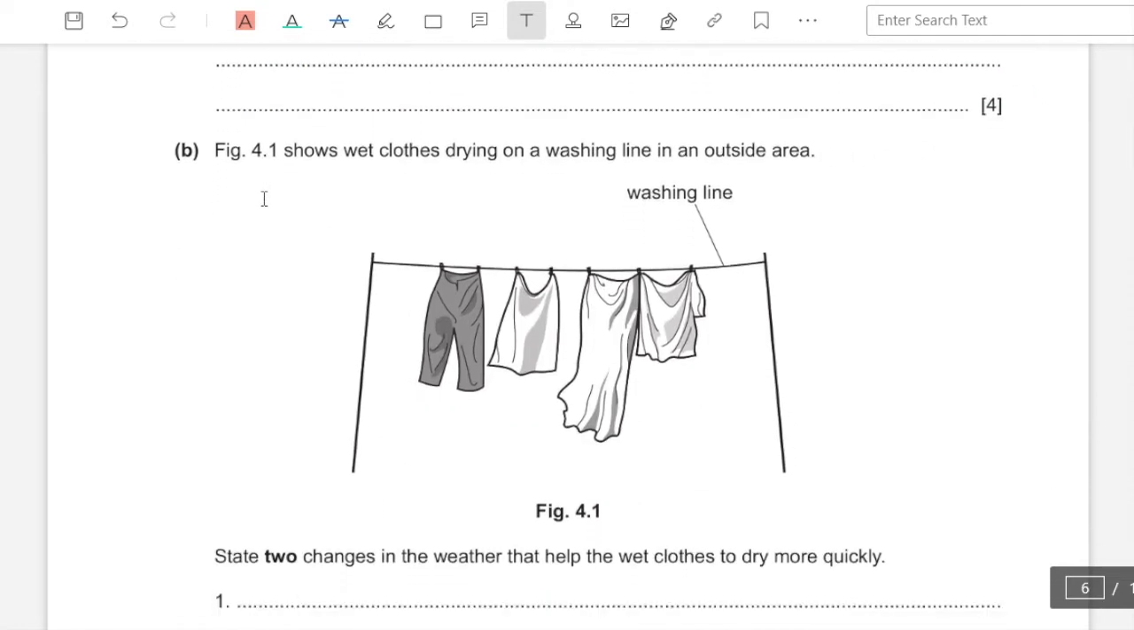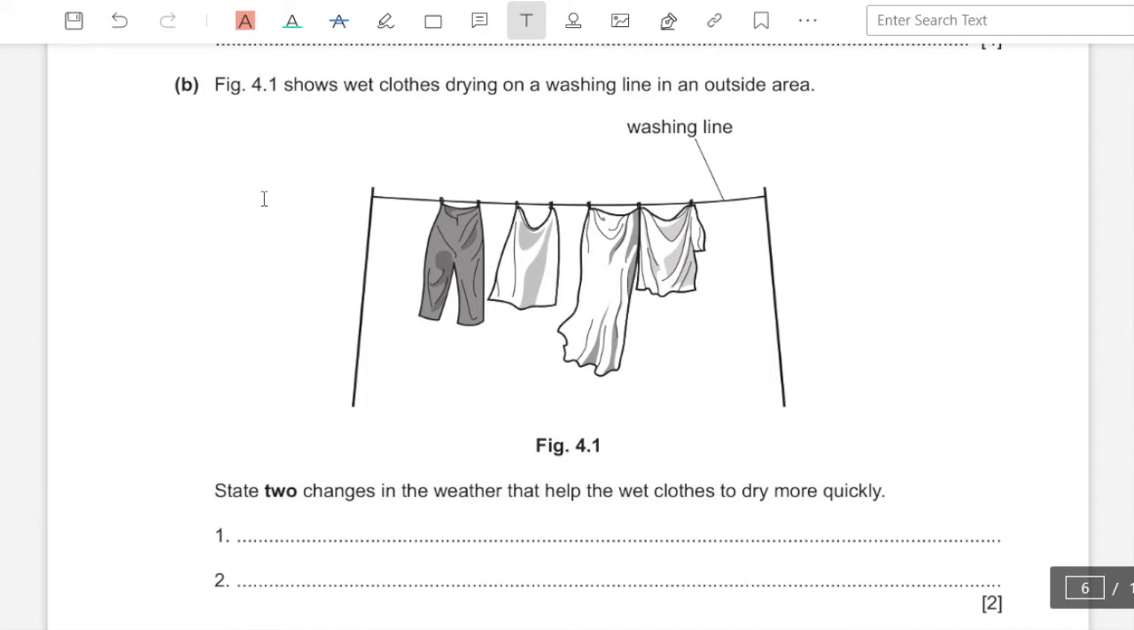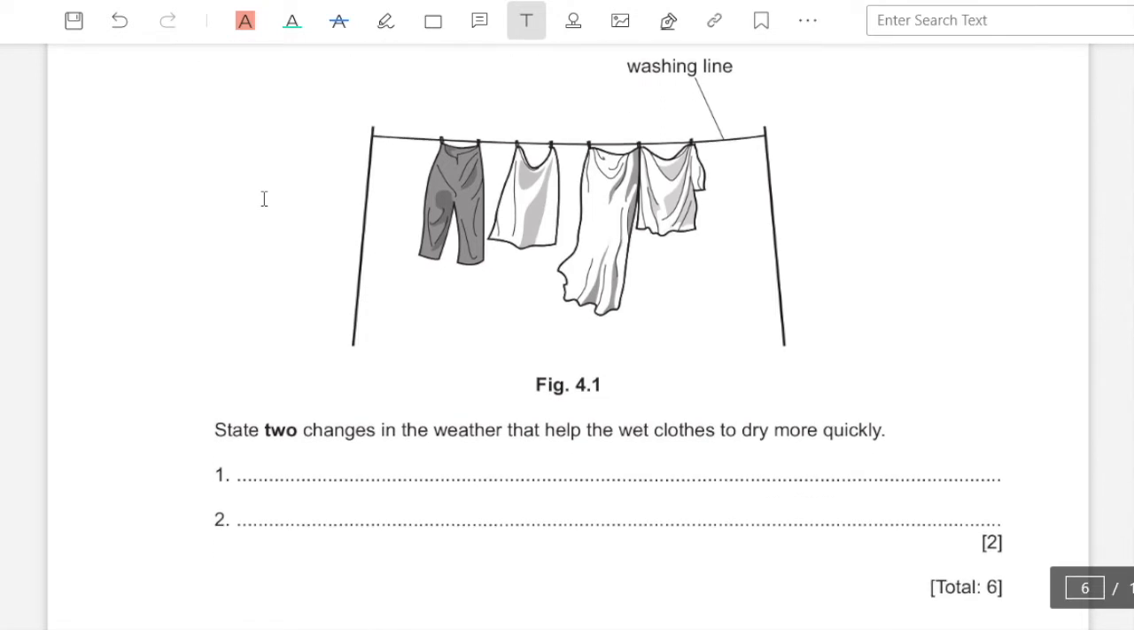B. Figure 4.1 shows wet clothes drying on a washing line in an outside area. State two changes in the weather that help the wet clothes to dry more quickly. That can be obtained by more wind and higher temperature of the air or the wind.